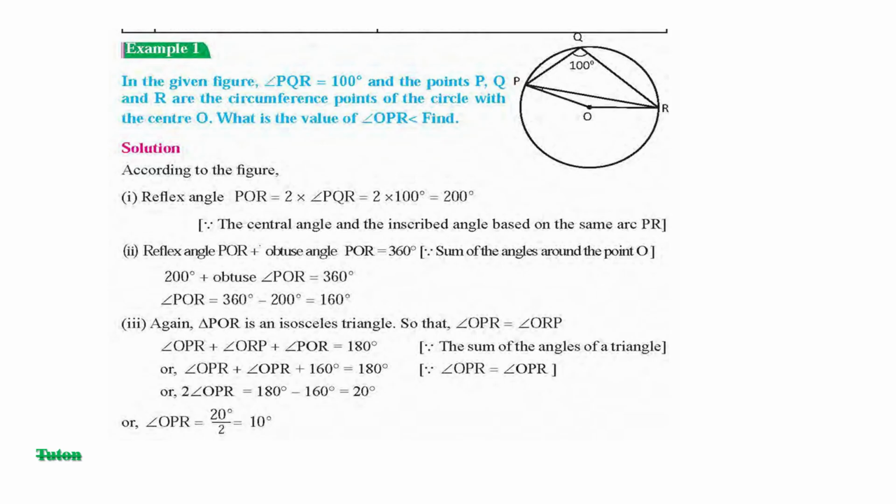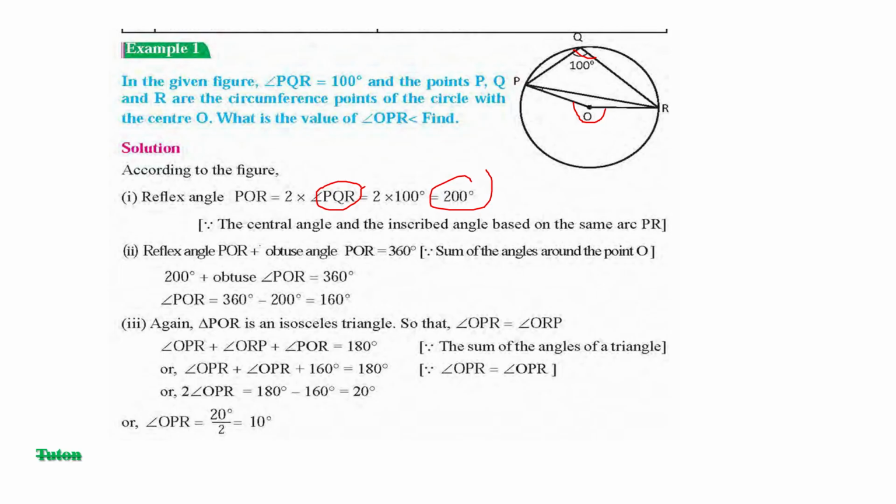Here our central angle would be this angle, which is the reflex of POR, and our inscribed angle would be angle PQR, which we have been given as 100 degrees. Now moving on to the calculation: reflex angle POR is equal to twice PQR, as suggested by our theorem 1. Putting the value of PQR as 100 degrees, we get 200 degrees.